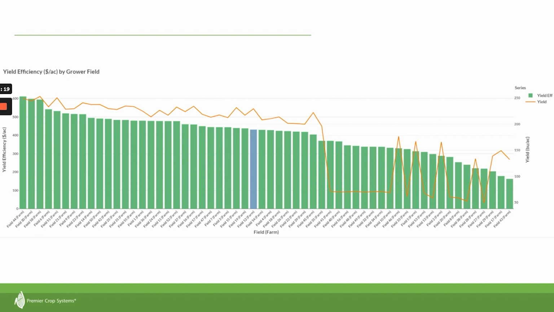When looking at your overall operation, you can see a quick snapshot of each field ranked by yield efficiency score. You'll see the high yields aren't always the most profitable, especially in years where you are more focused on building your fertility and other management practices. This is a great way to visualize that high yields are not always the driver in profitability.